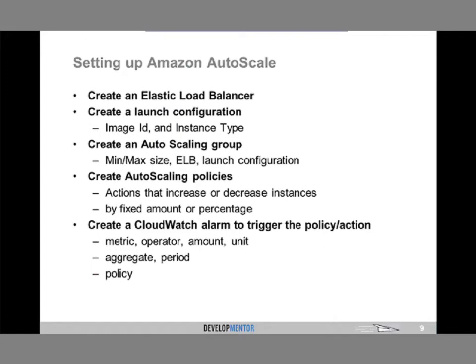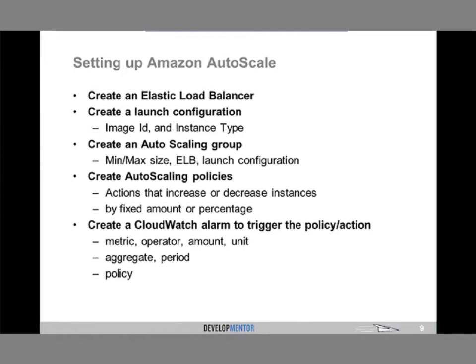And then we're going to create an auto-scaling group. And in the auto-scaling group, you basically say, this is my minimum size configuration. This is my maximum size configuration. Here's the elastic load balancer that I want to use. And here's that launch configuration that I set up previously. And then you create auto-scaling policies. And these policies are basically just actions that increase or decrease the instances by either a fixed amount or by a percentage. So I can have an action to increase by 1 or an action to decrease by 50%, for example.